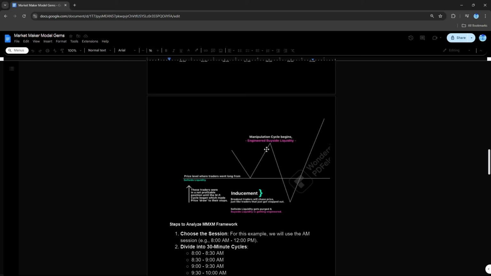Manipulation cycle begins after engineered buy side liquidity, our sell side liquidity has been swept, such as a level where traders went long from, and we've then swept the sell side liquidity. Breakout traders will chase price down lower here and expect it to go lower. After that sell side liquidity is purged, buy side liquidity is getting engineered, with our swing highs up here and our failure swings.